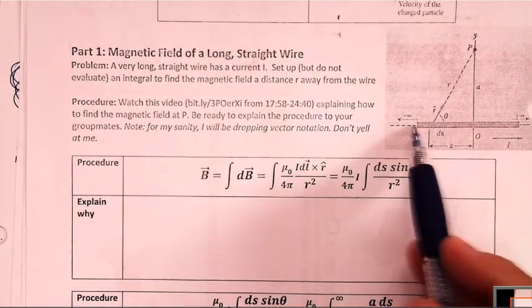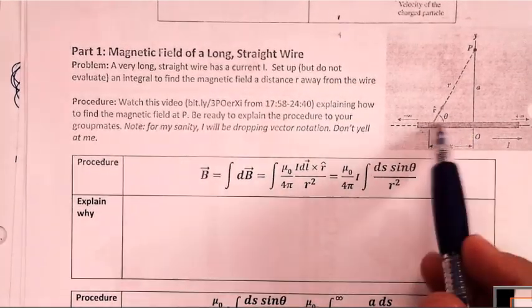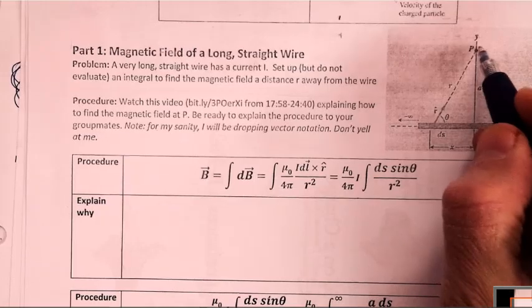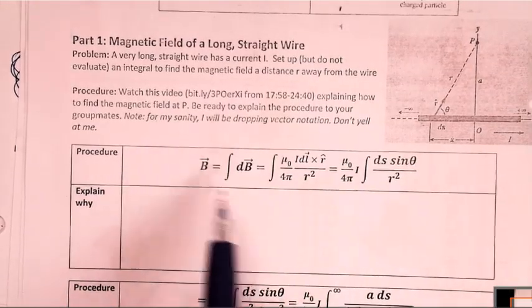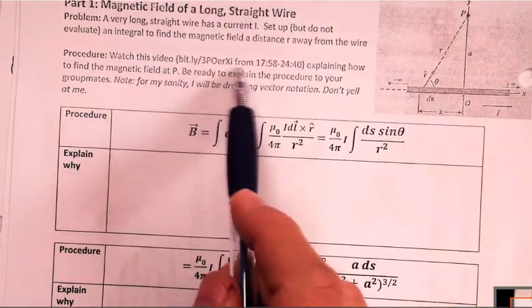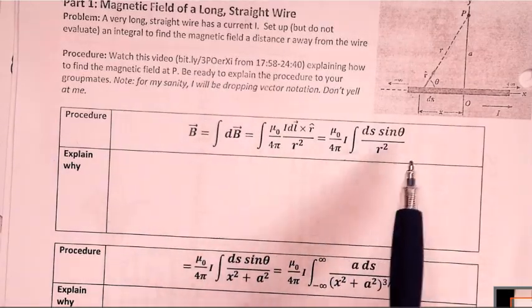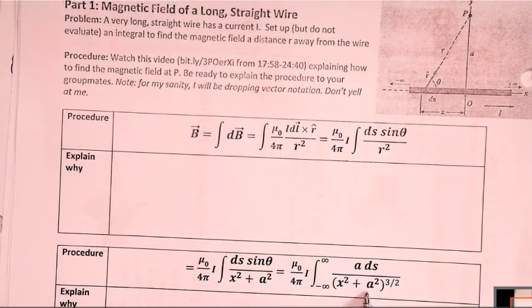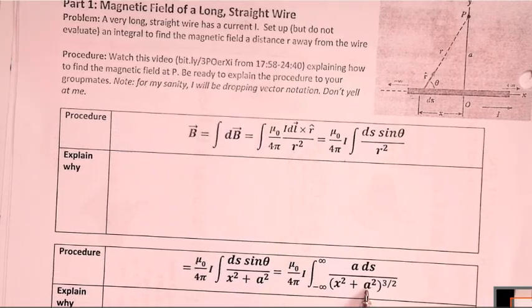So this is a current carrying wire, but it's straight, and you want to find the magnetic field here. And you can just look, you don't have to go to the video unless you really want to, but just appreciate how disgusting this looks. Absolutely disgusting. And no, there's a much simpler way to do it.